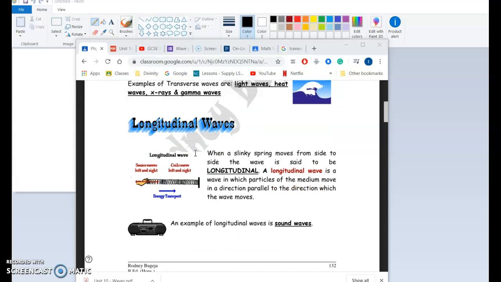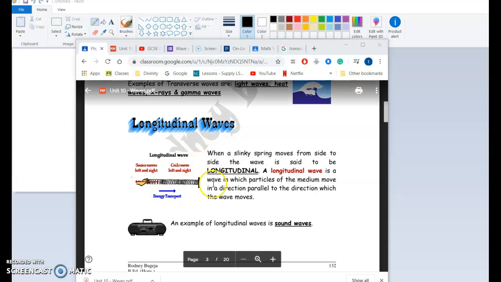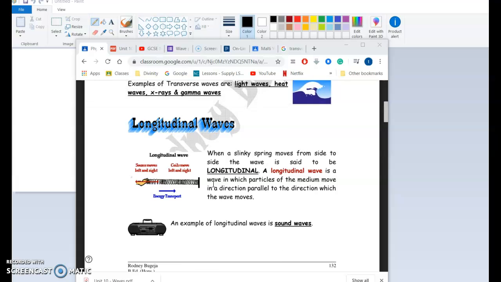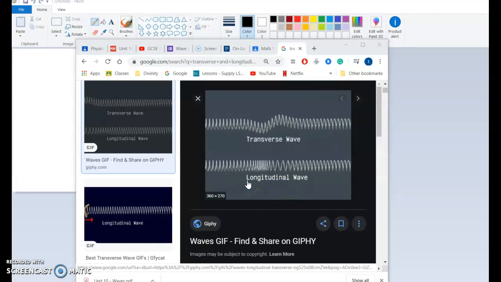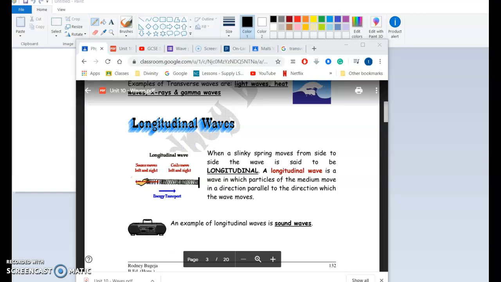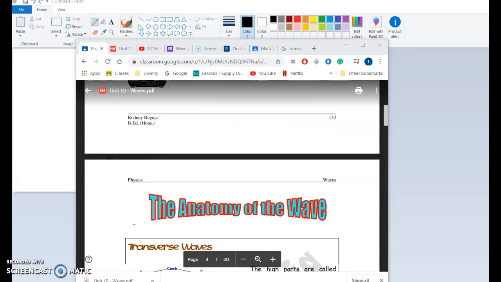Now, a longitudinal wave. When a slinky spring moves from side to side, the wave is said to be longitudinal. So a longitudinal wave is a wave in which particles of the medium move in a direction parallel to the direction of the wave. What does it mean? It's a bit complicated. This is a longitudinal wave when it's moving from side to side. An example of a longitudinal wave is a sound wave.